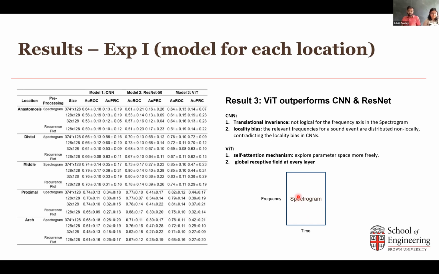While in the case of the vision transformer, it uses the self-attention mechanism. So in that case, it can explore the parameter space more freely from every layer. And it also has a wider receptive field, which we call a global receptive field, at every layer. So it is able to interpret the spectrogram in a much better sense compared to CNN.